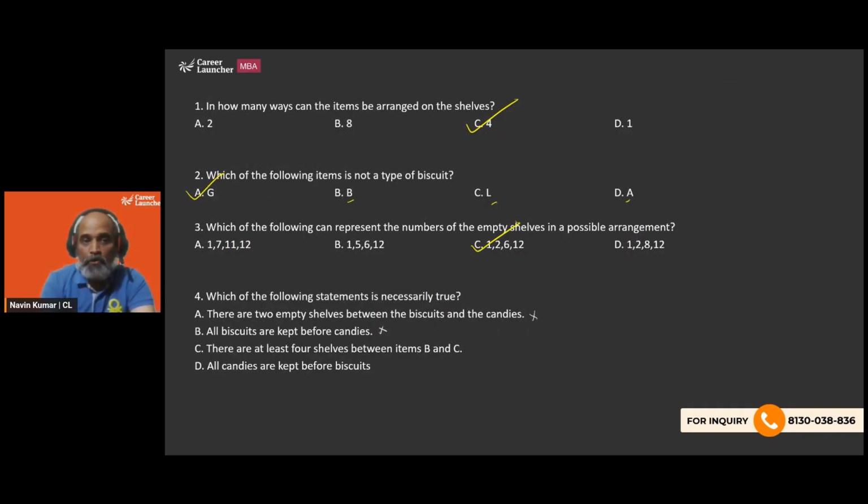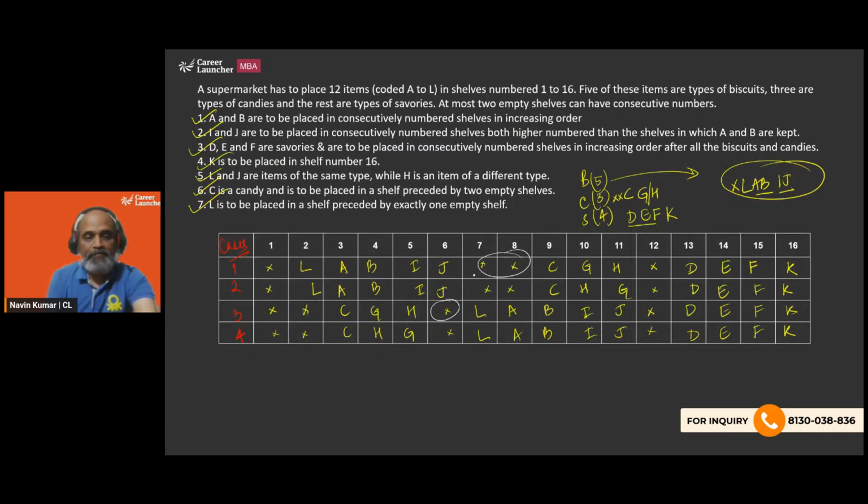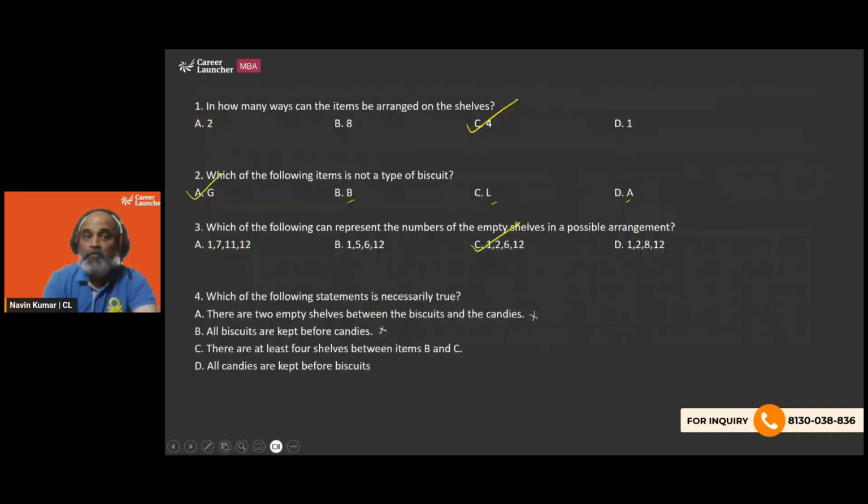Next, there are at least 4 shelves between items B and C. So we have got B here and we have got C here. 4 shelves, more than 4, more than 4. So there are at least 4 shelves between items B and C. This is true. At least 4 shelves there were, right? Obviously, D is going to be false. Let's verify it. All candies are kept before biscuits. Obviously, no.